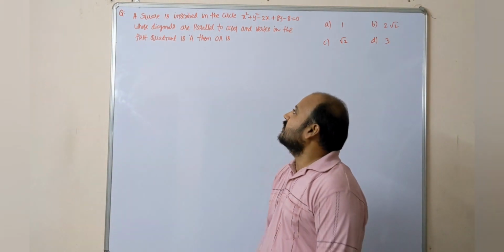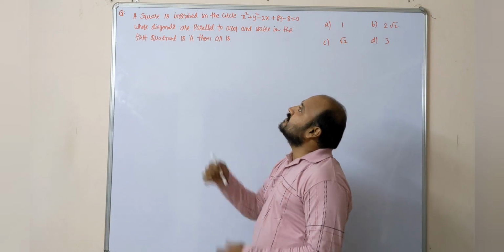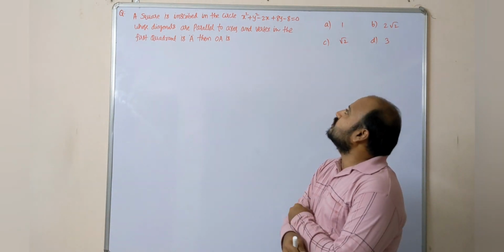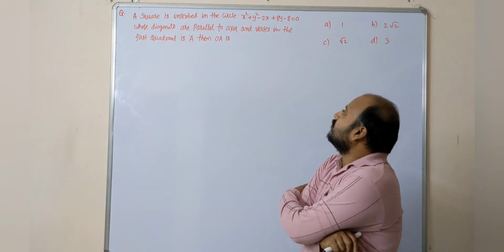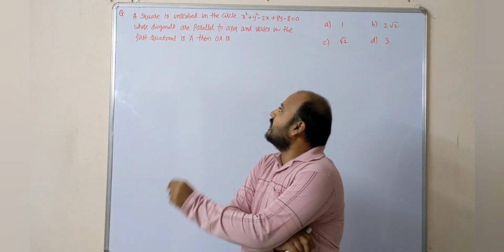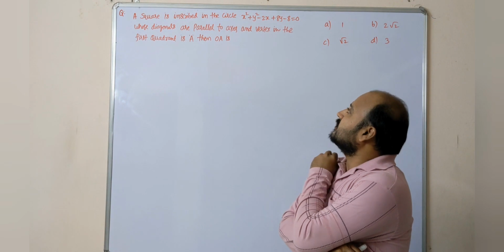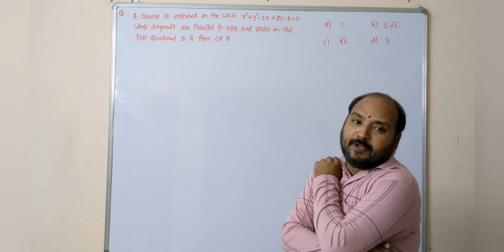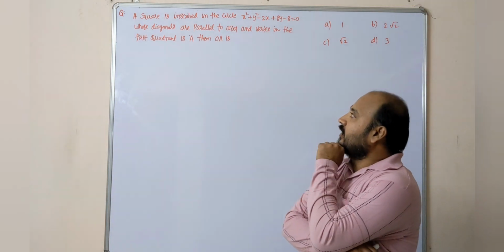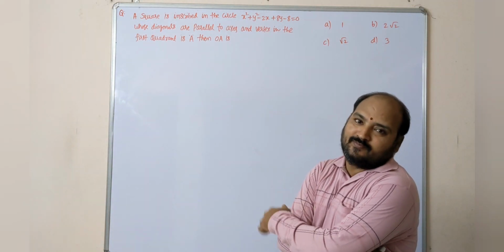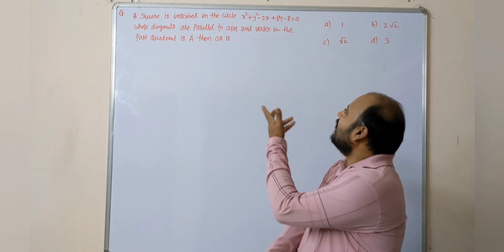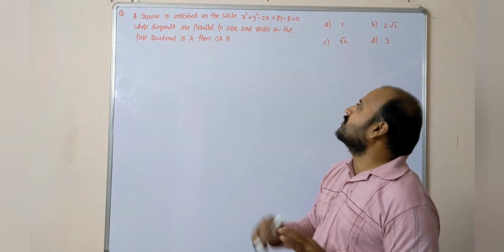The next question, dear students. A square is inscribed in a circle x square plus y square minus 2x plus 8y minus 8 equal to 0, whose diagonals are parallel to the axis, and the vertex in the first quadrant is A. Then OA, they are asking the OA value. O means the origin. A value we need to calculate from the question.